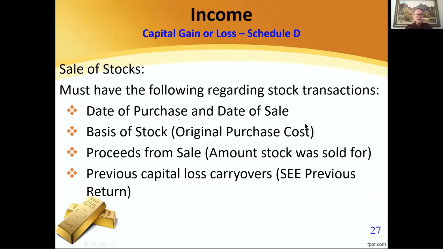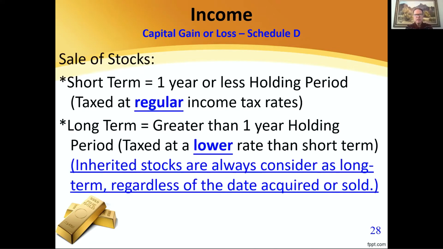All right. Sale of stocks, you're going to need these 4 pieces of information whenever you go through a sale of stock. The thing we want to make sure you understand is your definition of short-term and long-term. A short-term sale of stock is taxed at regular income rates, and that means you've held the stock for 1 year or less. But if it's one day greater than 1 year, it's a long-term stock, and those are taxed at a lower rate than short-term. Then finally, inherited stocks are always considered long-term, regardless of the date acquired or the date sold.